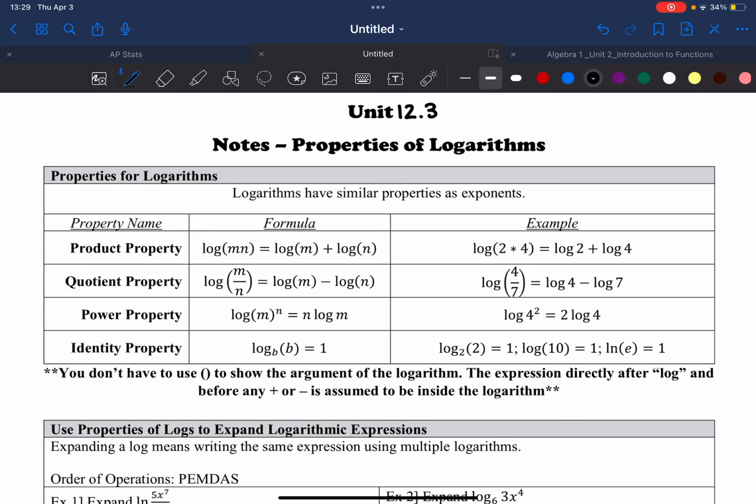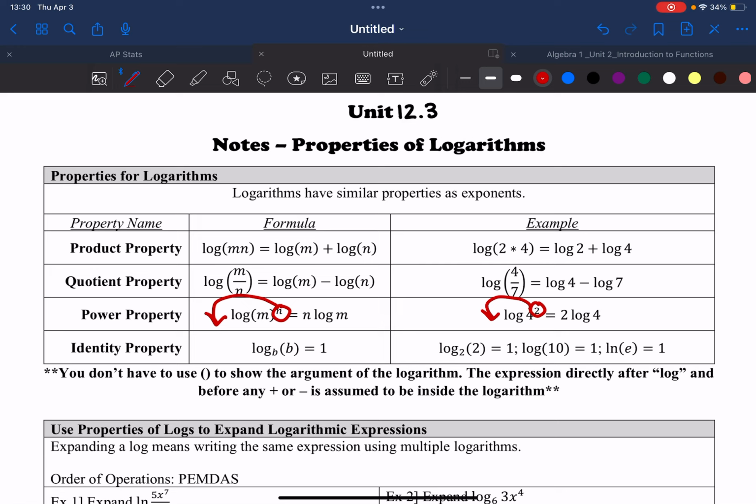Then we have the power property, and this states that if we have log of m to the n power, we can move that exponent in front of the log. So I'm going to take this exponent here, and I'm going to move it in front of the log. So if I'm looking at my example, I have log of 4 squared is the same as saying 2 log of 4 because I take this 2 and I put it in front of the log.